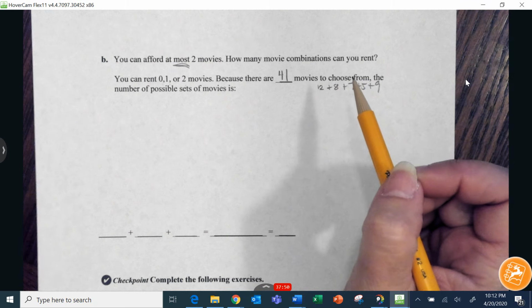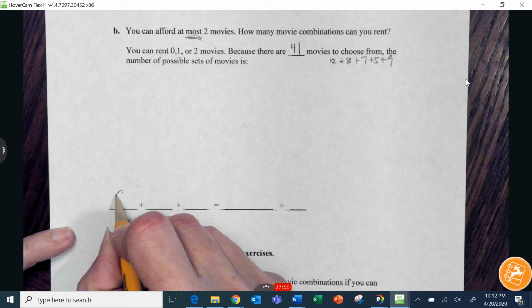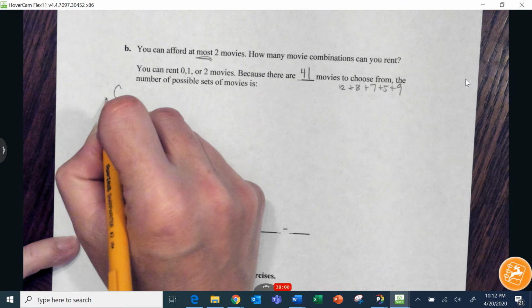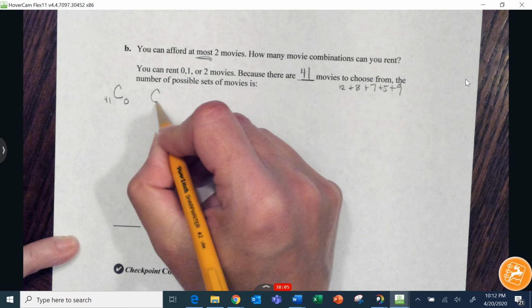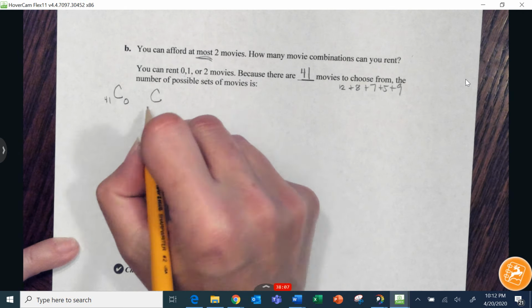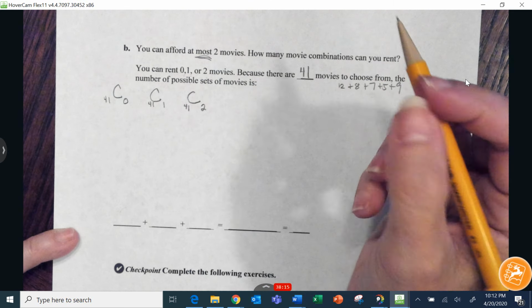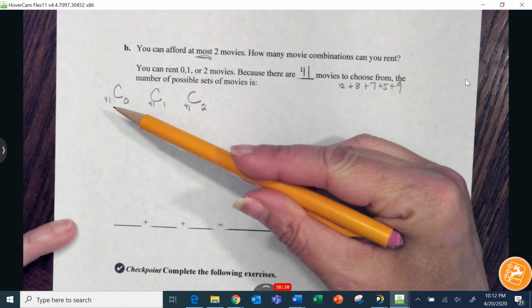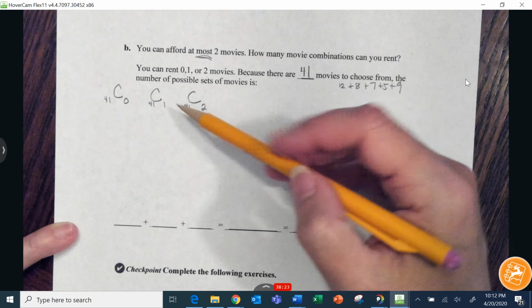So what you're going to do is, I'm going to put it up here. You're going to do the combination of 41 movies, choose 0. You're also going to find the combination of 41 movies, choose 1. And then finally, you're going to do the combination of 41 movies, choose 2. Now, these are not all going to the same event. These are kind of like 3 completely separate events. So we're going to actually add these totals when we're done.